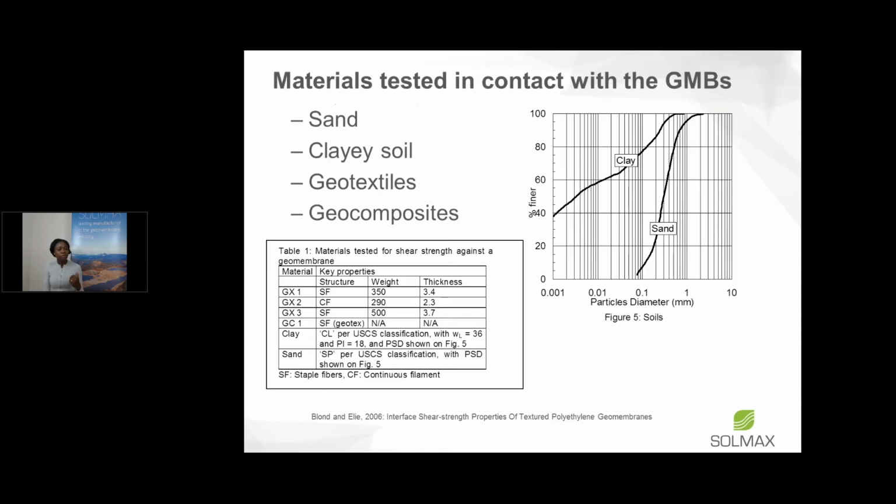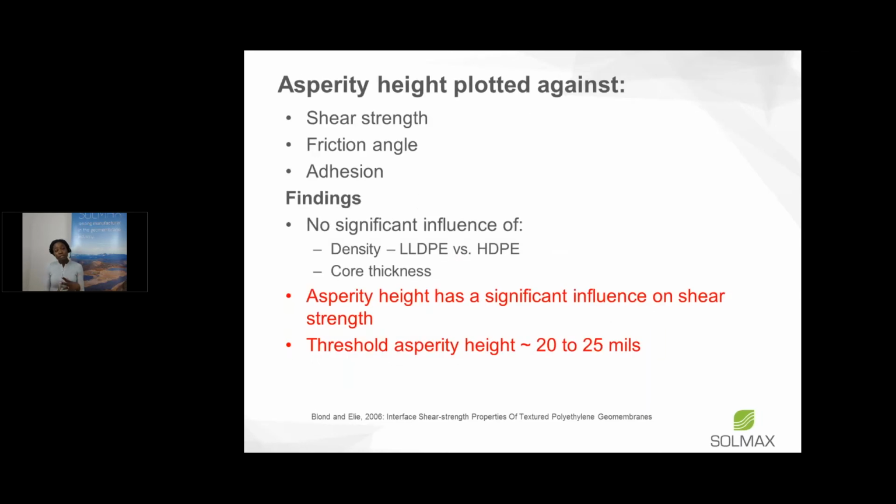Was there any effect? And the materials that they tested in contact with the geomembranes were sand, clay, soil, geotextiles, and geocomposites. And the particle size distribution of the sand and the clay are in the top right corner on my screen. And then the attributes of the geotextiles and the geocomposites that it tested are in the bottom left corner. And it tested different weights of geotextiles and geocomposites, different thicknesses. So what did they find?